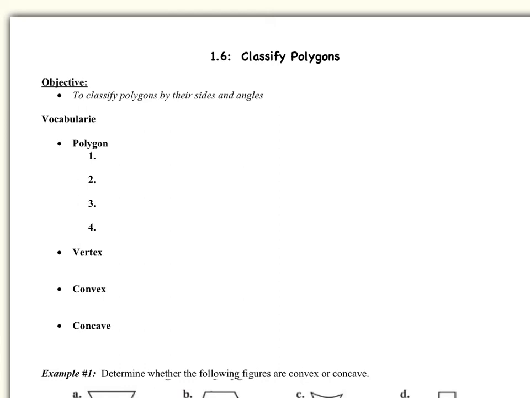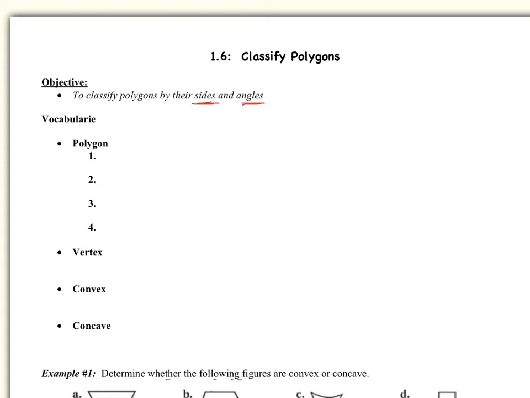You should be on pages 19 and 20 in the green packet. Section 1.6 is all about classifying polygons. So looking at our objective, today we will be classifying polygons in two ways: first by their sides, and then by their angles. So we're going to start with the vocabulary.